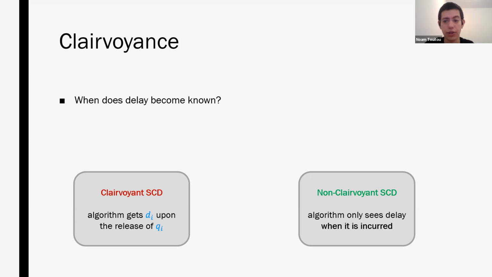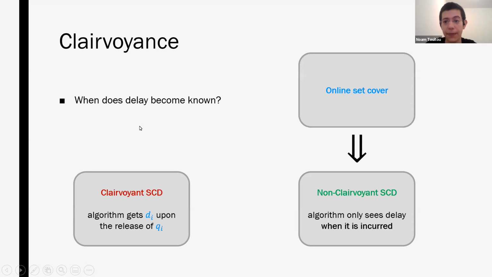Another option is non-clairvoyant set cover with delay. In this setting, the algorithm only sees the delay when the delay is incurred. That is, at time t, the algorithm only knows the values of the request's delay functions up until time t, but does not know the values after time t. This more general non-clairvoyant setting in fact generalizes the classic online set cover problem. That is, there exists a reduction from online set cover to non-clairvoyant set cover with delay.